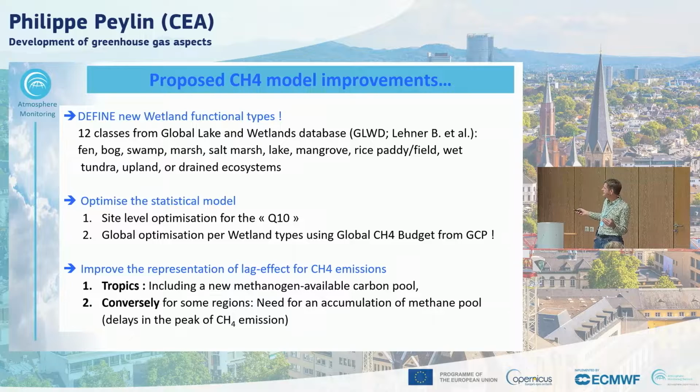And then at the end, we will do a global optimization of the wetland methane emissions, using some standard product, either some inversions or some process-based models from the GCP, the Global Methane Budget. And finally, our last part will be to improve the statistical model to include some lag effects with methanogenesis, available carbon pools, or in some regions, the need to accumulate a lot of methane before it can escape to the atmosphere. So these delays are important for IFS.